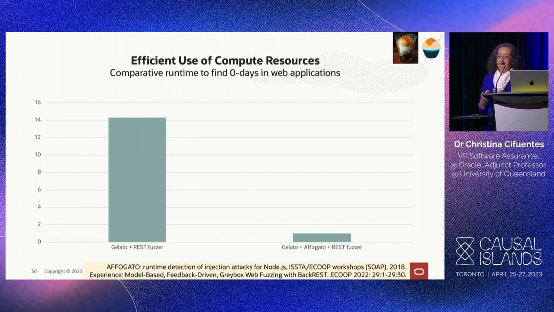What that means is that if you take the Gelato and the REST fuzzer technique that I talked about first, and then compare that with integration into a gray box type of approach, you get a significant reduction of the runtime needed to find the same type of 0 days on web applications. In this case, we had a runtime of 14 units. It went down to a runtime of 1 unit. That's significant, because now you can use all of that spare compute to run your new combined fuzzer further to find other types of 0 days, or you could use that compute to run it on other types of applications and so on.